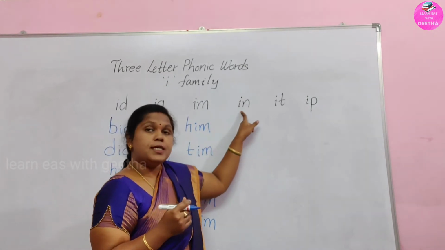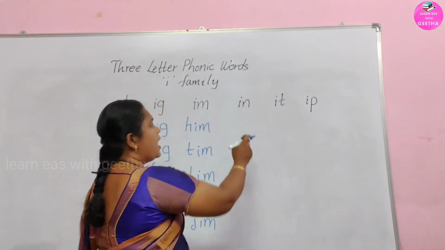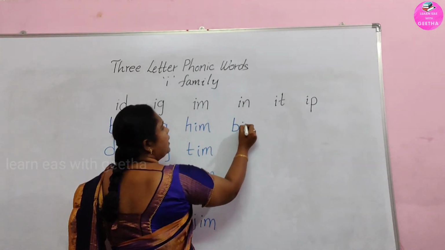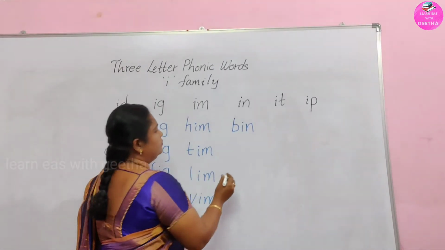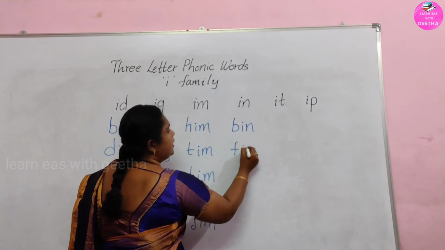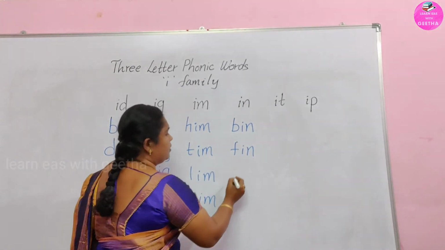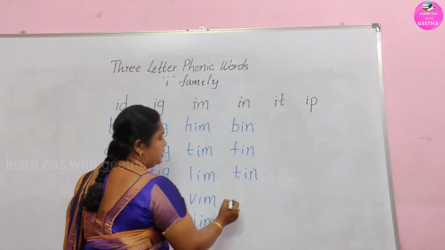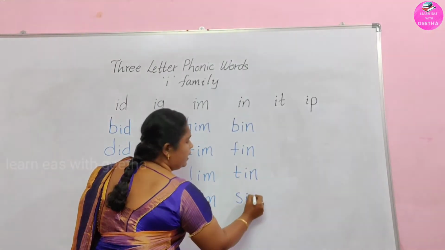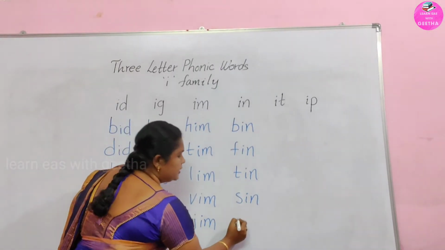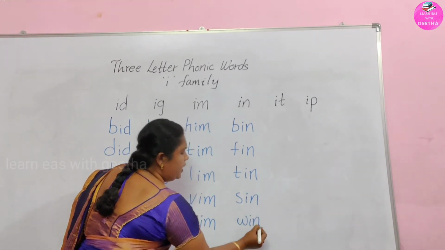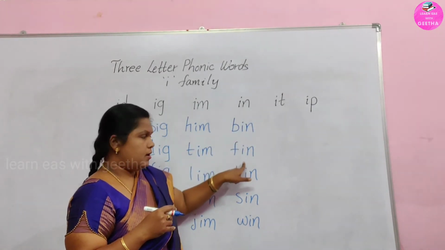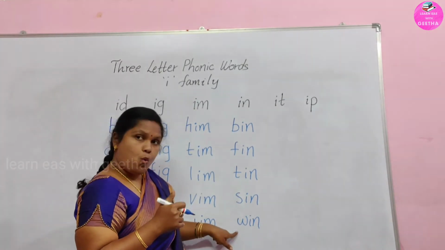Now we will write in words. B, I, N, bin. F, I, N, fin. T, I, N, tin. S, I, N, sin. W, I, N, win. Bin, fin, tin, sin, win.